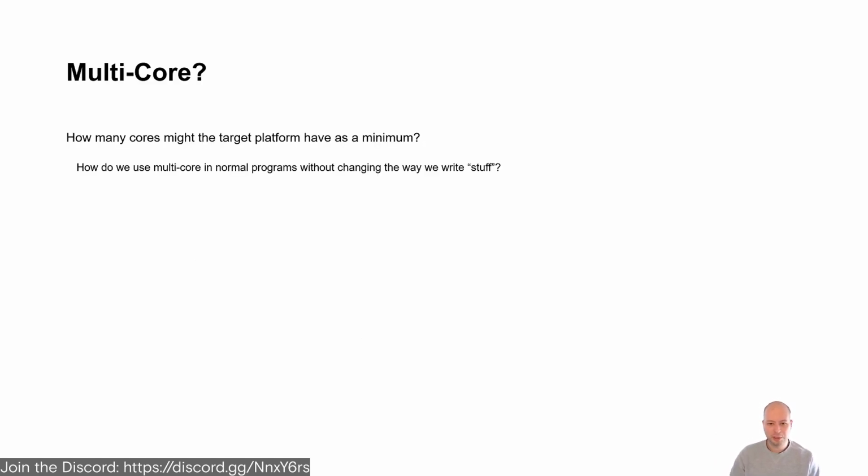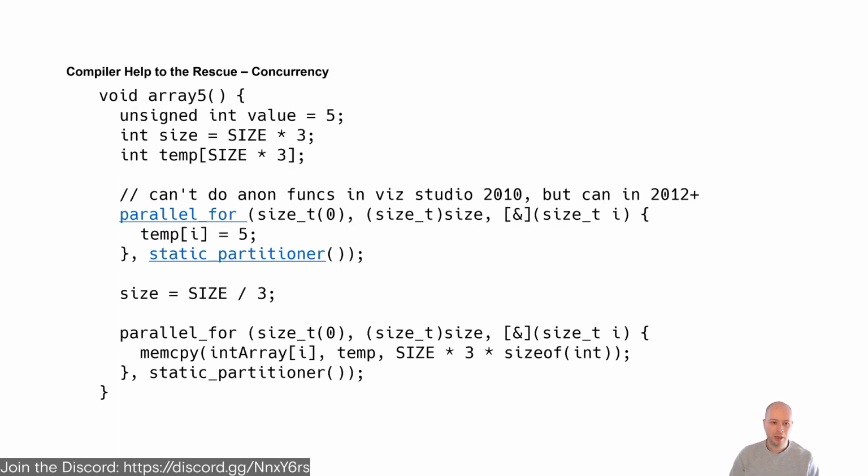So multi-core, right? How many cores does the target platform have as a minimum? And how do we use this multi-core in programs without changing how we write things? This is where you start to lean on the compiler or the development platform you're on, or the operating system, really. Because this isn't really a compiler feature as much as it is a Microsoft Windows capability.